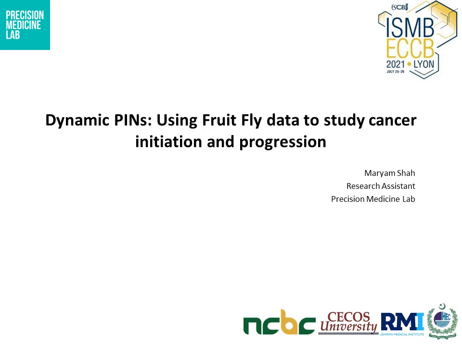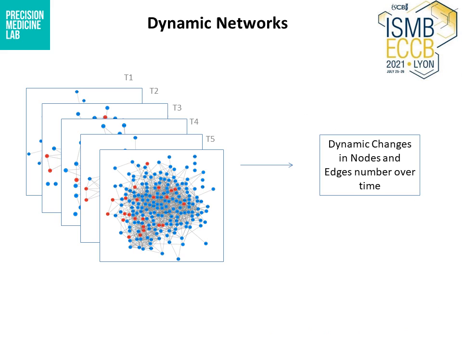Today I'm going to talk about the dynamic protein interaction networks using fruit fly data to study cancer initiation and progression. So, what are dynamic networks? Dynamic networks are basically networks that change over time. With time, the number of nodes and edges change, and these networks allow us to look into persistent candidates throughout the time and to identify the featured nodes at each time course.